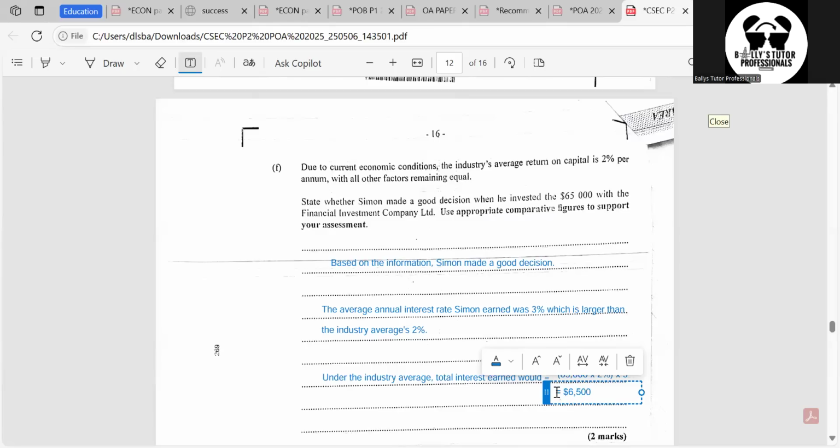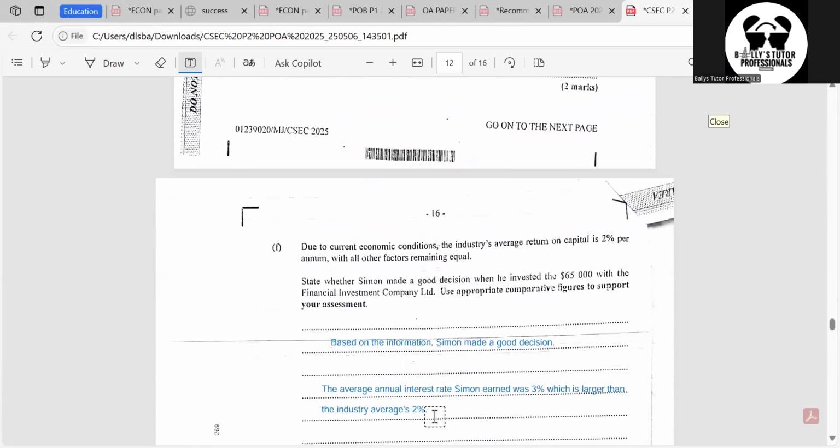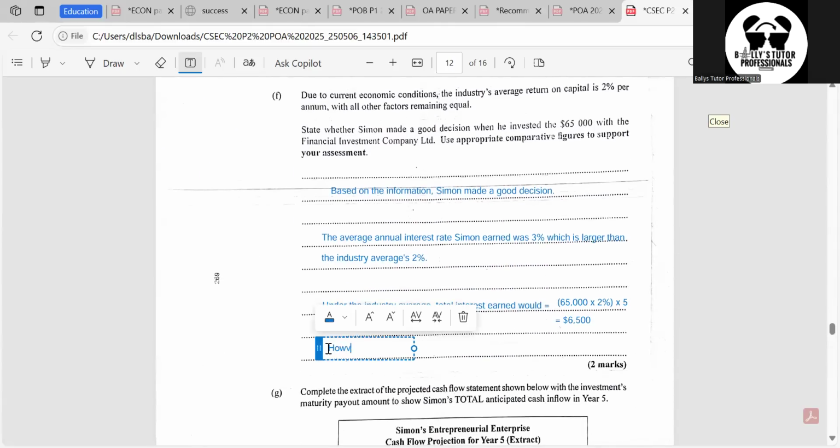However, Simon earned 9,750, which is $3,250 more than he would have earned under the industry average. So I just try to tell extras and make sure I get my marks now. He would have earned at 2%. Just to make sure I get my marks.